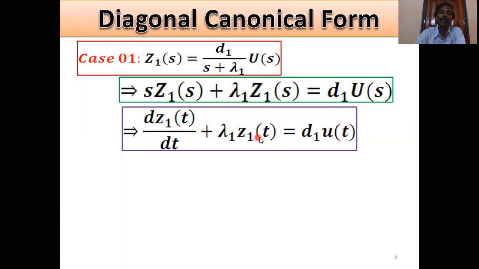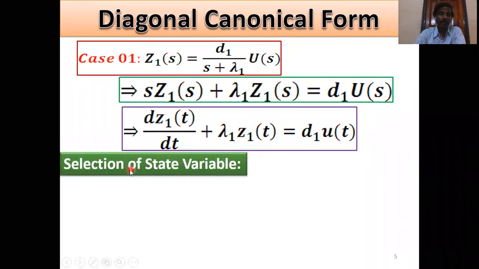In this equation u(t) is the reference input, and z1(t) is the output, but this is the position of the output, because the rate of change of position is called velocity. So this output is variable, because this is the position but this is the velocity. And when we integrate dz1(t) by dt, we get z1(t). So this is the state variable.